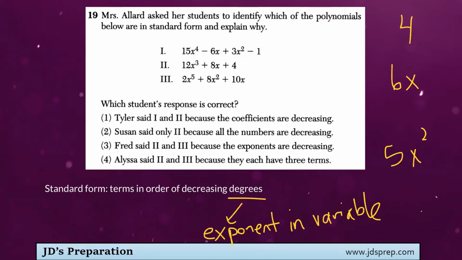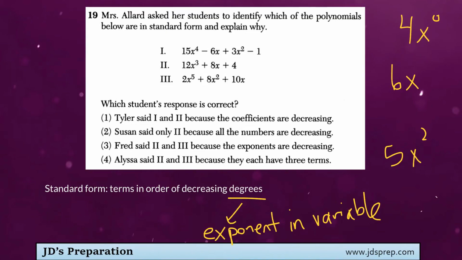And that's because you could write 4 as the same thing as 4 multiplied by something to the power of 0, because anything to the power of 0 is just the same thing as 1. Anyway, getting a little sidetracked there, but essentially, standard form means terms in order of decreasing degrees, or exponents.